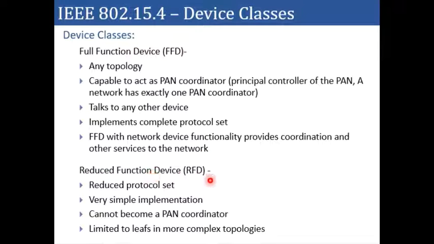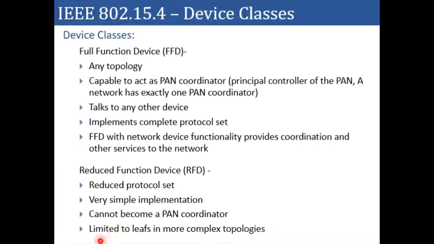The second type of device is the reduced function device. This reduced function device has reduced MAC services, where a reduced protocol set is implemented. The implementation is very simple because these are designed for low power consumption. These cannot become a PAN coordinator because most of the time these devices send data and sleep, so their availability is very limited.